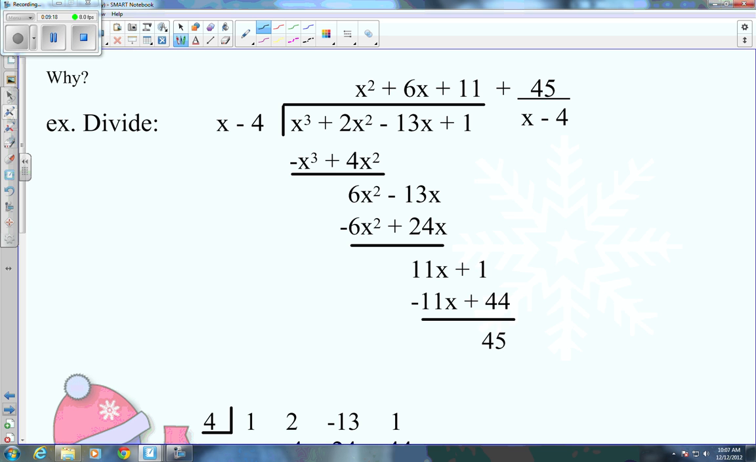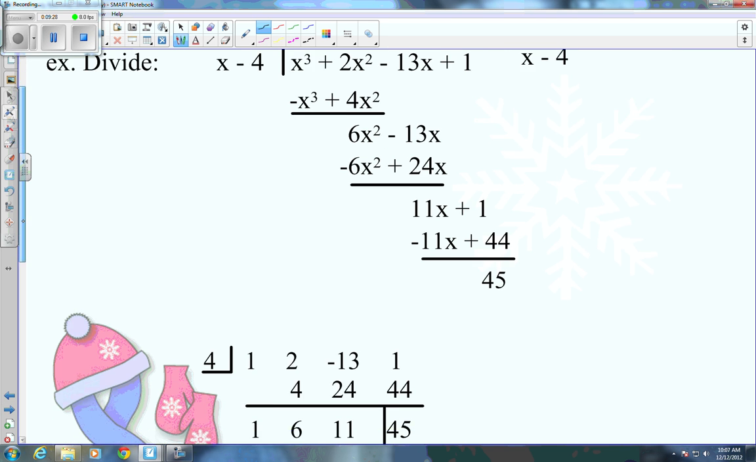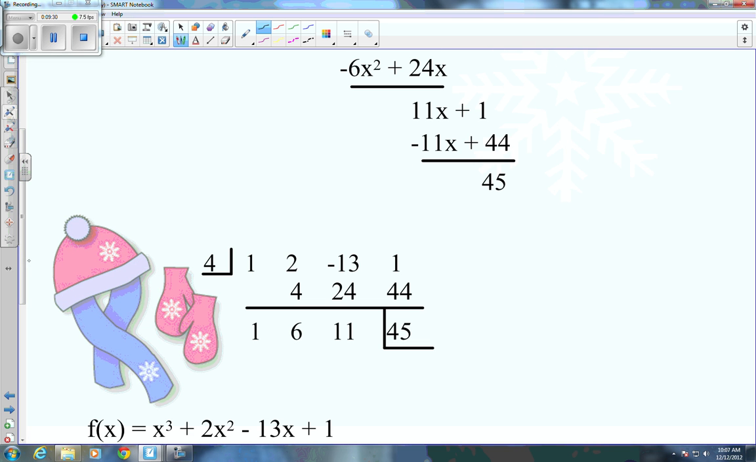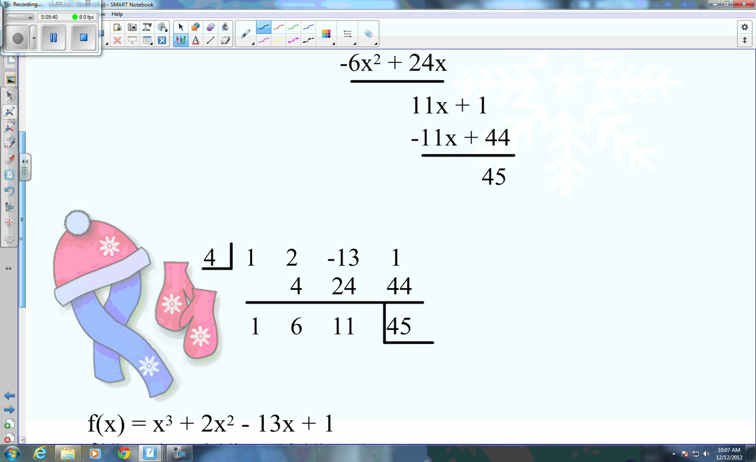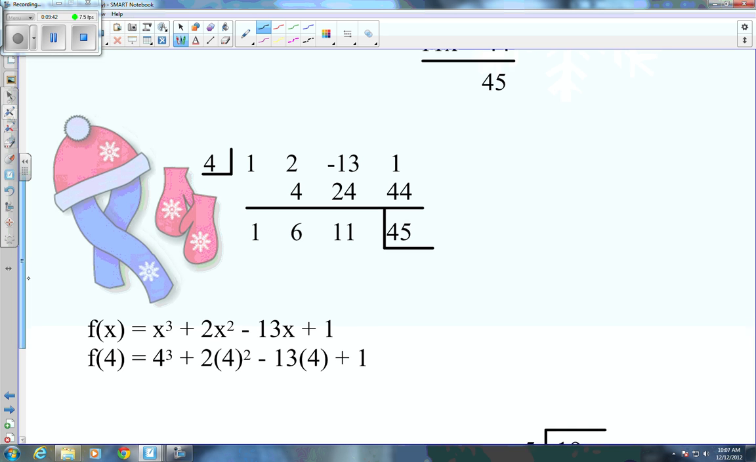Okay, so you guys know the process. You did it and complained about it, but everybody kind of got it? Okay. So if I do the long division, that's what it looks like. If I do the shortcut, this is what it looks like. And I get this remainder of 45. But what does it really mean? Here's what it does. Let's evaluate this and see if it agrees with that 45.